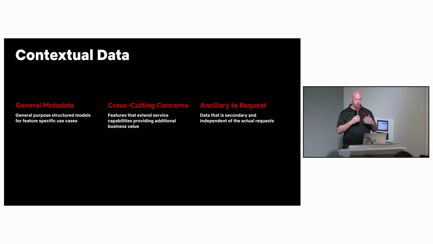So let's start with a quick overview of what contextual data is, what I mean by that. Basically, it's any general purpose metadata, and it's often structured data models that correlate to specific feature requirements. This data is secondary and unrelated to the actual requests themselves, and it generally represents some sort of cross-cutting concern. This provides additional service capabilities, helping to enhance services. These features are often bundled within our frameworks themselves and flow independently of the actual request.